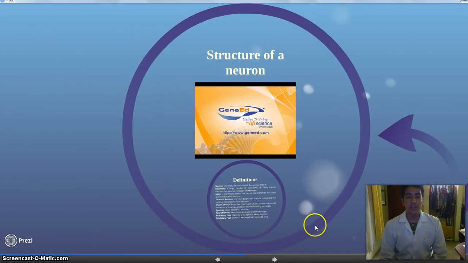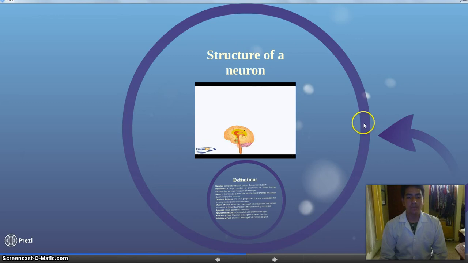Now let's see a video about the structure of a neuron. Neurons are highly specialized cells. Unlike other cells, neurons conduct electrical signals and can transmit these signals to other neurons. A typical neuron consists of three components: the cell body, also called the soma, and two types of processes sprouting off the cell body, known as dendrites and axons.